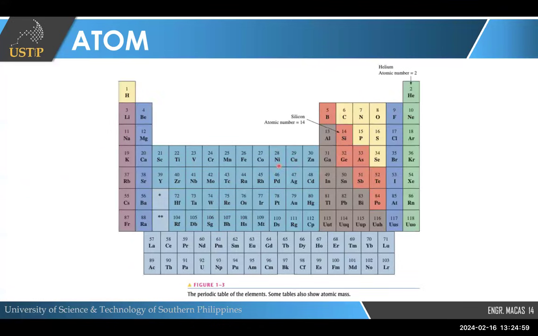Alright, here we have helium, number 2. And then another example, silicon. Silicon has an atomic number of 14. That means silicon has 14 neutrons and 14 protons combined in one nucleus, and then 14 electrons orbiting around the nucleus.